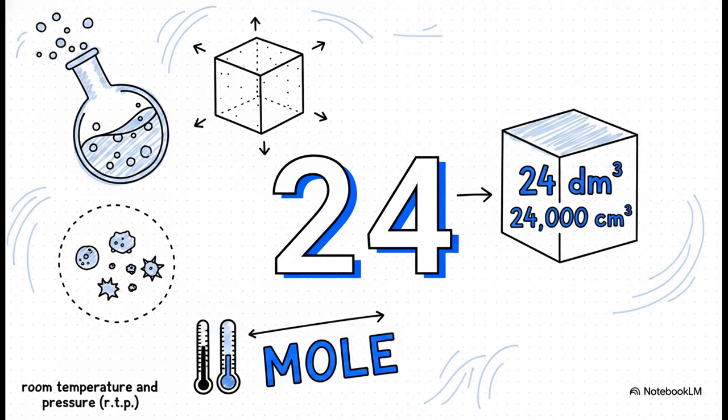So the crucial point is this. At room temperature and pressure, what chemists call RTP, 1 mole of any gas occupies this exact fixed molar volume. It absolutely doesn't matter if it's a heavy gas or super light gas. 1 mole will always take up exactly 24 cubic decimeters or 24,000 cubic centimeters.